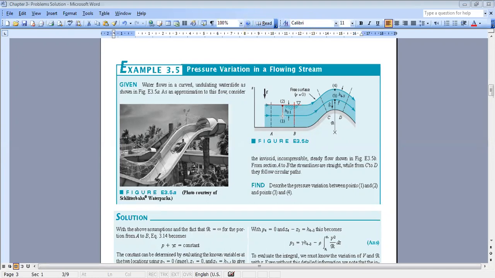Who remembers what was the function of P when I have motion of my fluid?